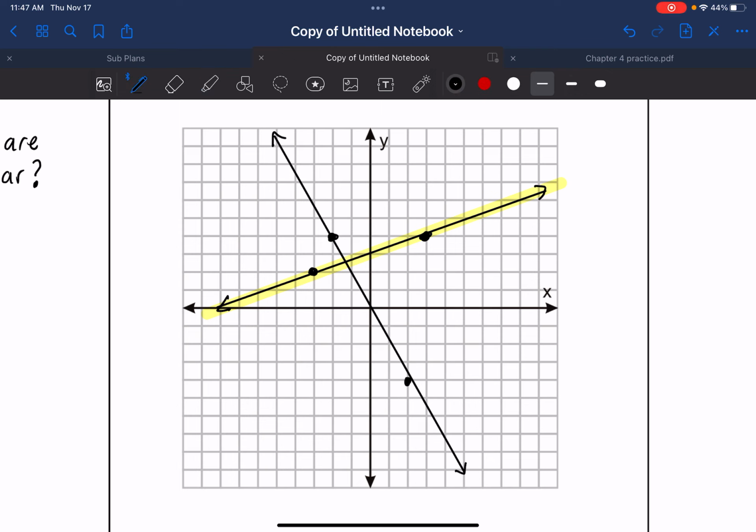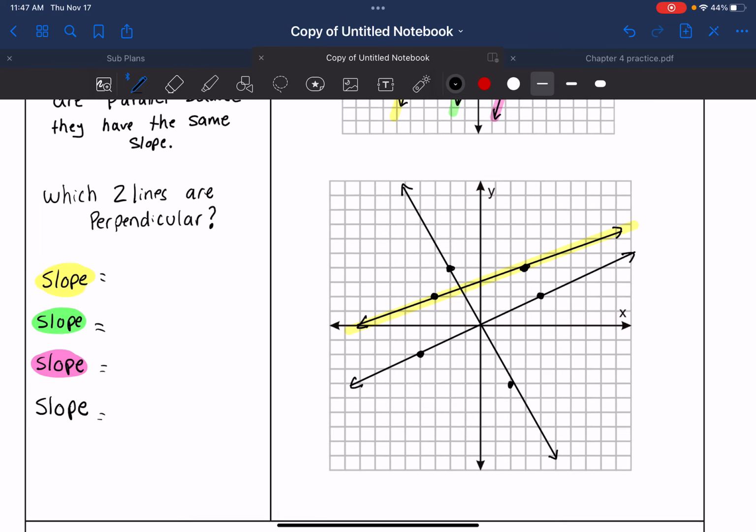Okay, the next line that we're going to do has a point of -4, -2. 1, 2, 3, 4, 1, 2. And the next point is 4, 2. 1, 2, 3, 4, 1, 2. And extend your line through that. And we're going to make that one be the green line.